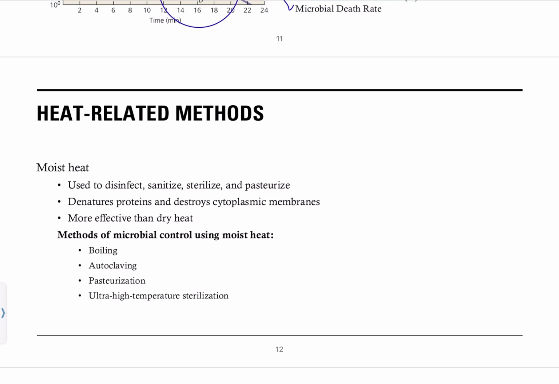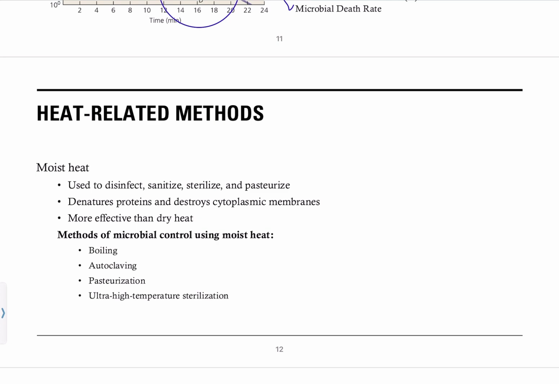Also, when we're talking about using heat, we have 2 types of heat. We have moist heat and then we have dry heat. So moist heat is basically heat with an assist. So it's more effective than dry heat because water transfers heat more efficiently than air does. So that's why if you stick your hand, don't do this, if you stick your hand into a 350 degree Fahrenheit oven briefly, don't touch the metal, you don't really get burned. But if you stick your hand in boiling water, which is 212 degrees Fahrenheit, you would get burned almost instantly.